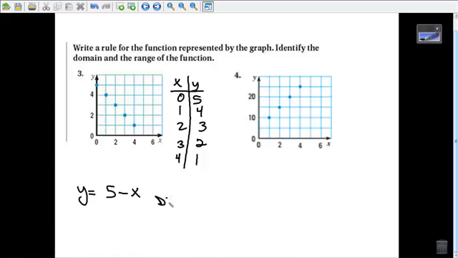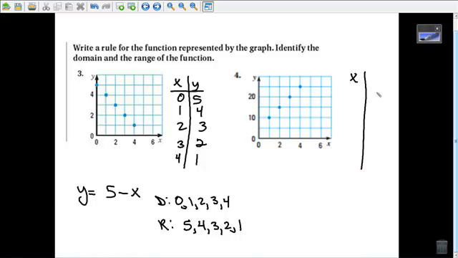So my domain are the values 0, 1, 2, 3, and 4, and my range values are 5, 4, 3, 2, and 1. And yes, you could put the range as 1, 2, 3, 4, 5. It's the same thing. The order doesn't matter. All right, let's look at problem 4. Let's go ahead and make our table here.